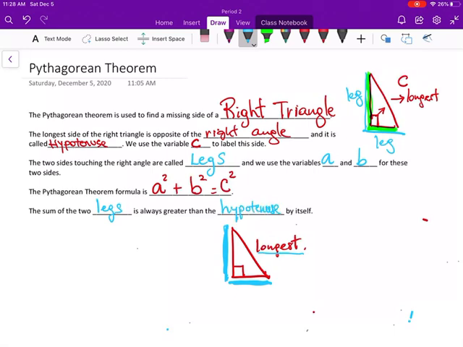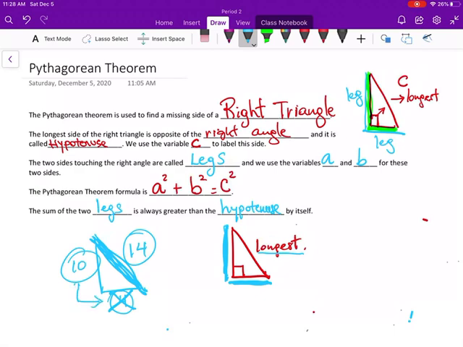Remember that. So let's say you're working on a problem and you know that the longest side is 14, and this side is 10. This side cannot be 4, because these two together should be longer than 14. So my number here cannot be 4, it has to be more than 4. The two legs together have to be greater than this side.